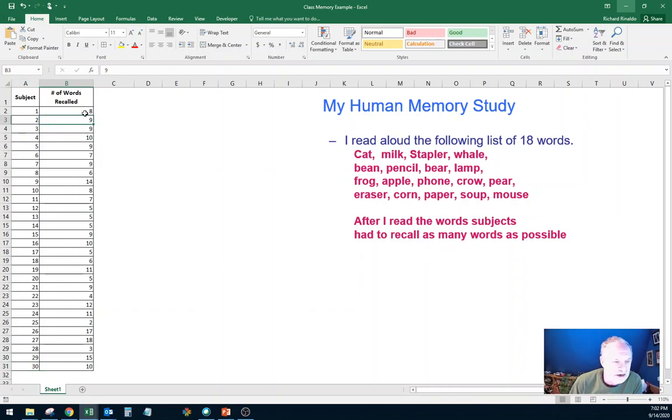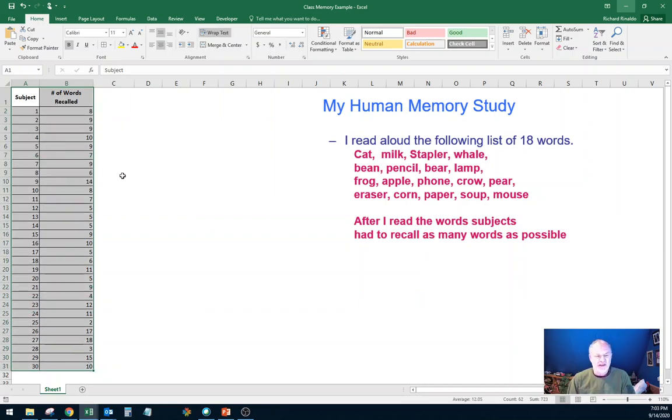Now the order here is just the order of the sheets that I received at the front of the class. People came to the class and handed them in, and that's just an element of randomness. So there's no real order to this other than the ordering of the sheets, and there's no order to the number of words recalled. This information here is not very useful.